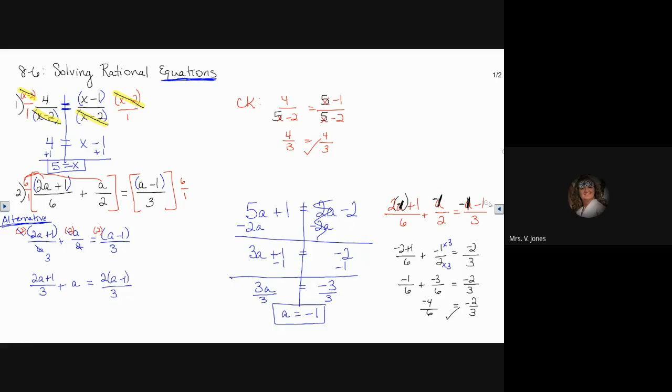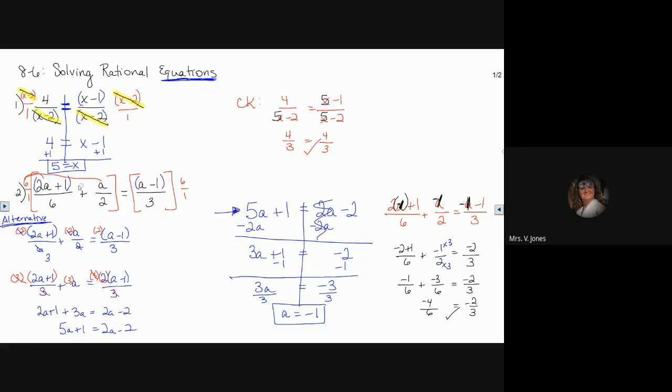So now you'd have to go through this step again and get rid of the 3, and you would do that by multiplying each term by 3. So then the 3's would cancel there and here. So then you would end up with a 2a plus 1 plus 3 times a, and then distributive property over here. You'll still get 5a plus 1 equals 2a minus 2, which is what we have over there. Okay, you'll still get the same thing.